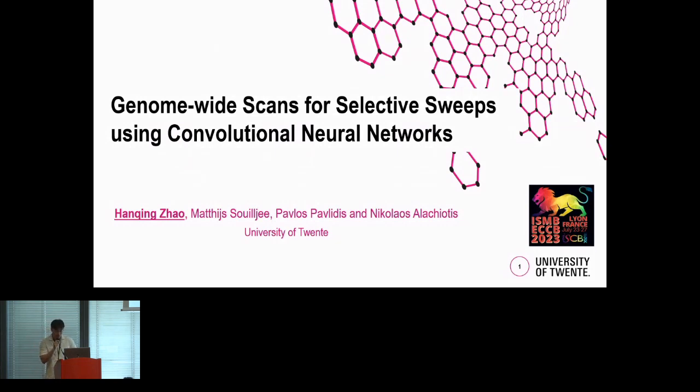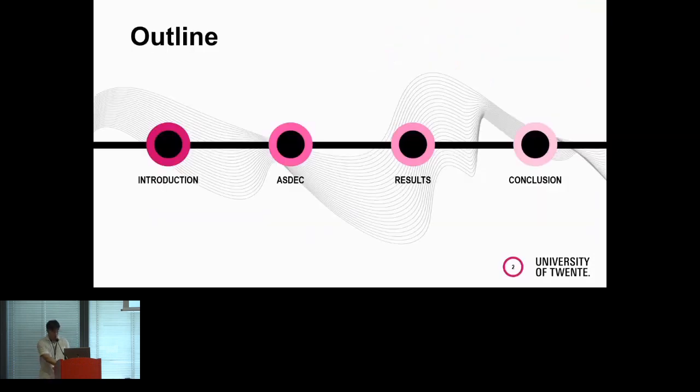And the topic I'm going to present is genome-wide scans for selective sweeps using convolutional neural networks. There are four sections in my presentation. First, I will elaborate our motivation and some basic concepts. Then I will show our framework, the stack. To evaluate stack, we compared it with other current methods in the results section. After that, we will go to the conclusion.